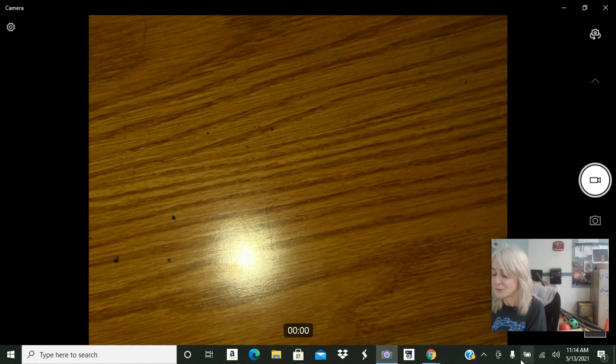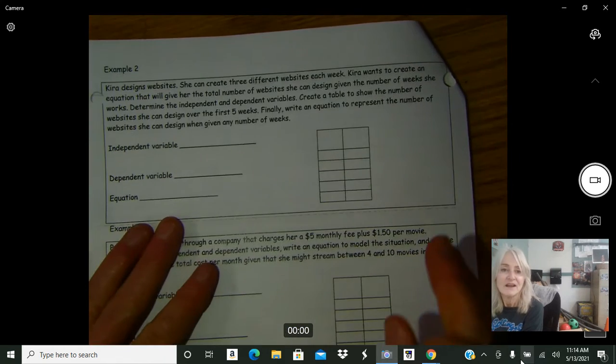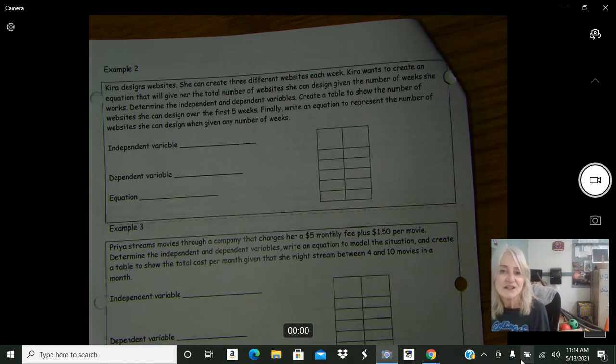So our second example says Kira designs websites. She can create 3 different websites each week. Kira wants to create an equation that will give her the total number of websites she can design given the number of weeks she works. So they want us to determine the independent and dependent variables, create a table to show the number of websites she can design over the first 5 weeks, and then write an equation to represent the number of websites she can design. So first we want to create our variables.